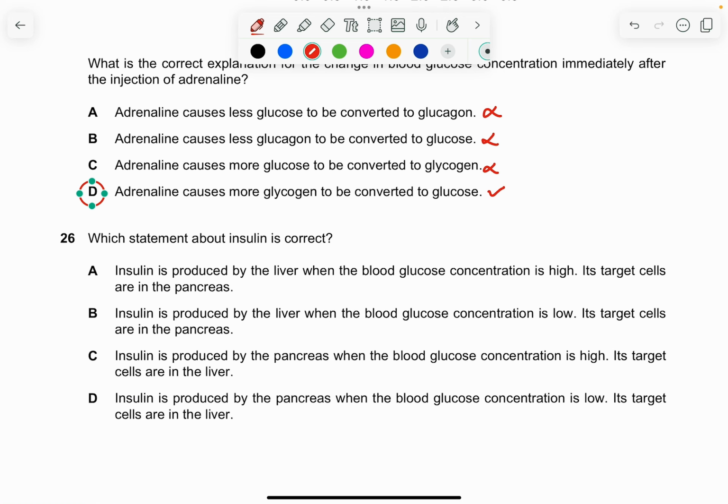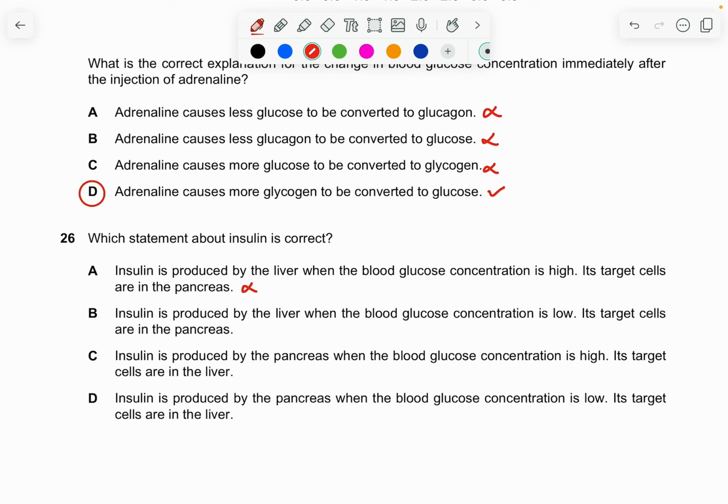Question 26. Which statement about insulin is correct? Insulin is produced by the liver when the blood glucose concentration is high. Its target cells are in the pancreas. This is wrong. Insulin is produced by the liver when the blood glucose concentration is low.